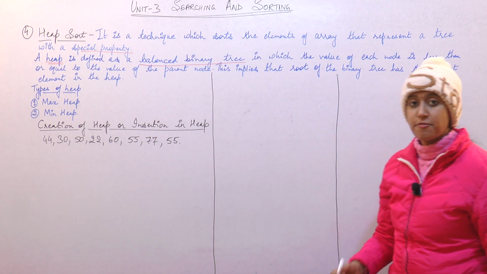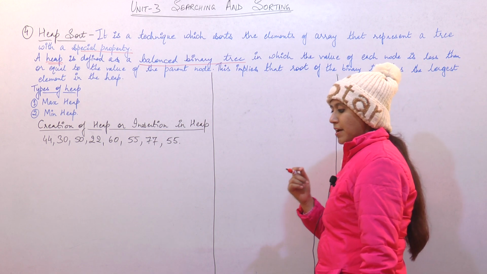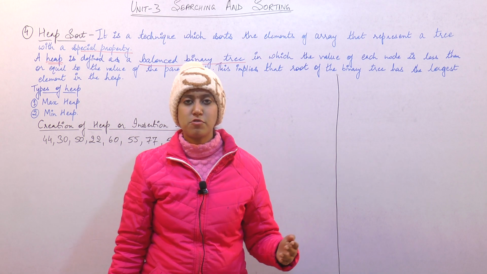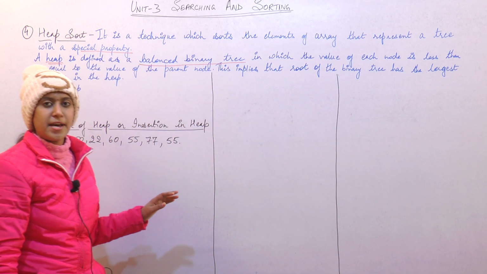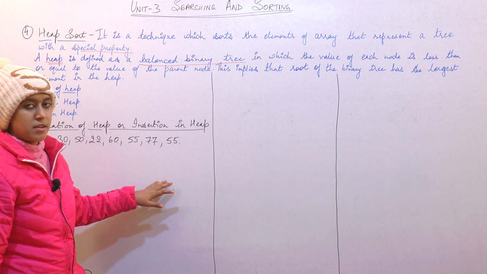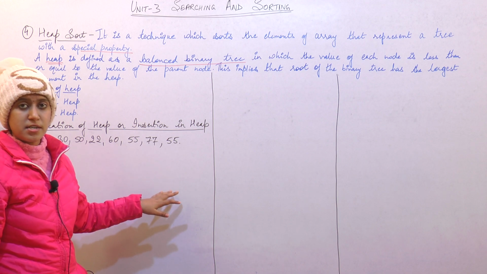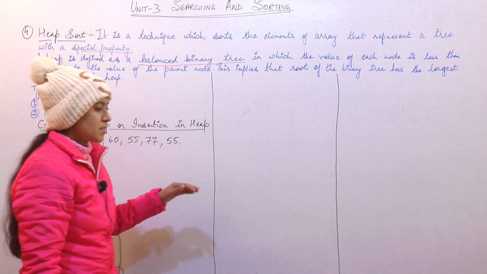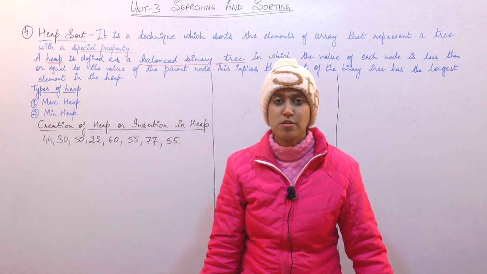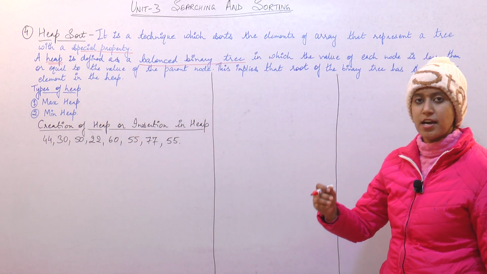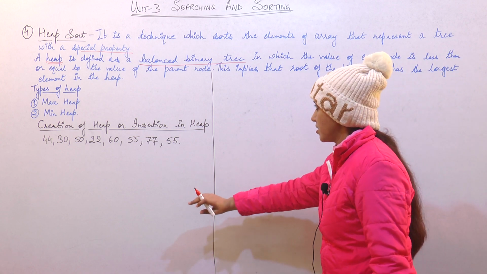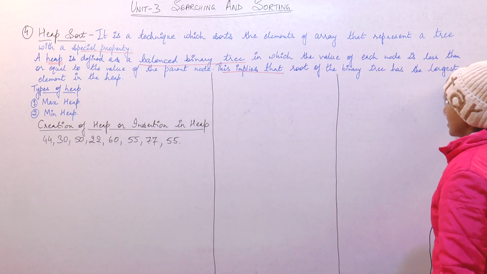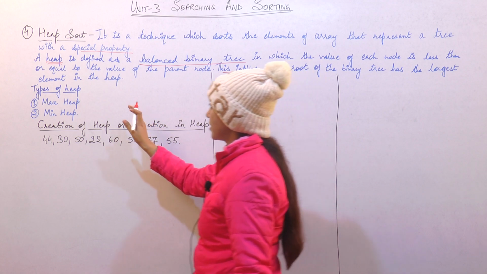That means the values less than the parent node will be inserted on the left subtree of the root node, and the values greater than the parent node will be inserted or stored on the right subtree of the root node. This implies that the root of the binary tree has the largest element in the heap.